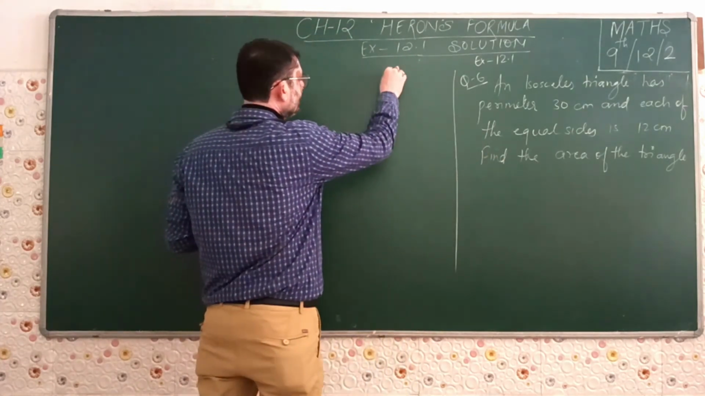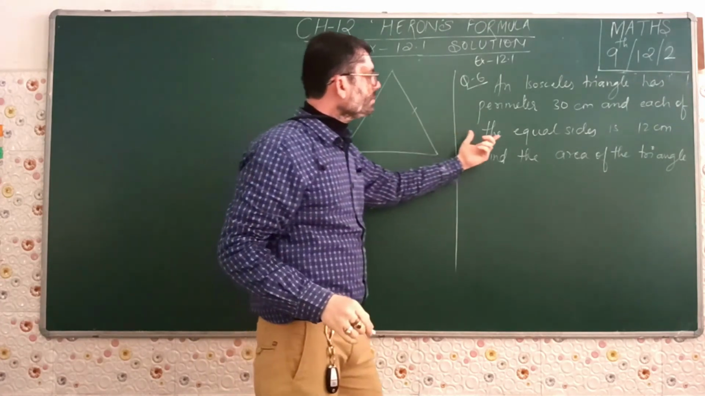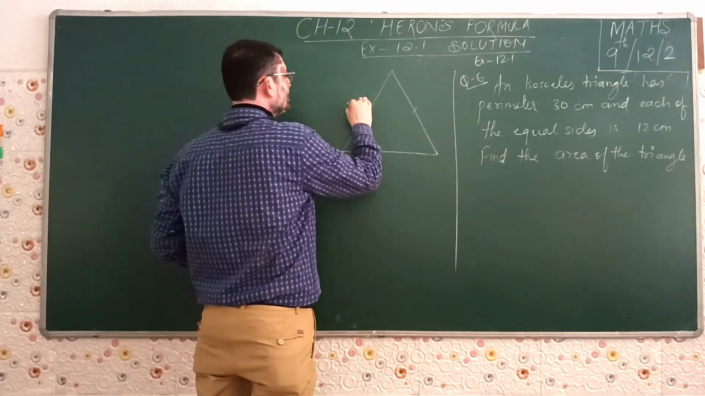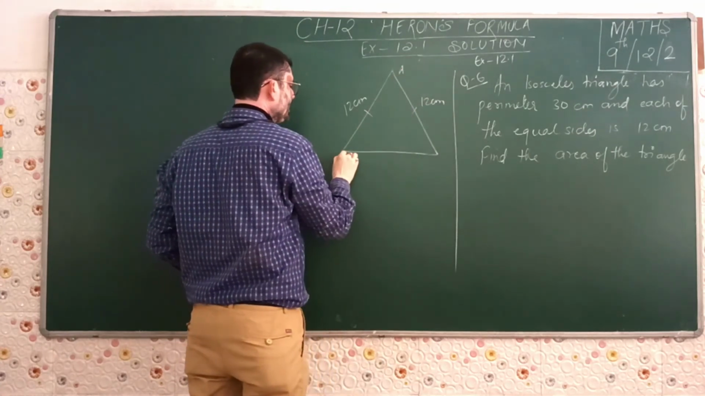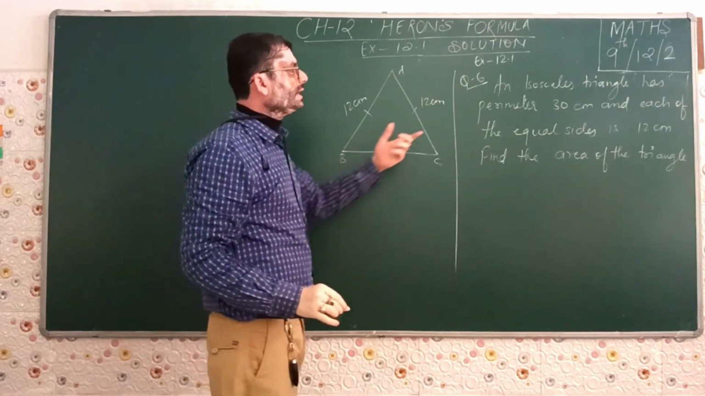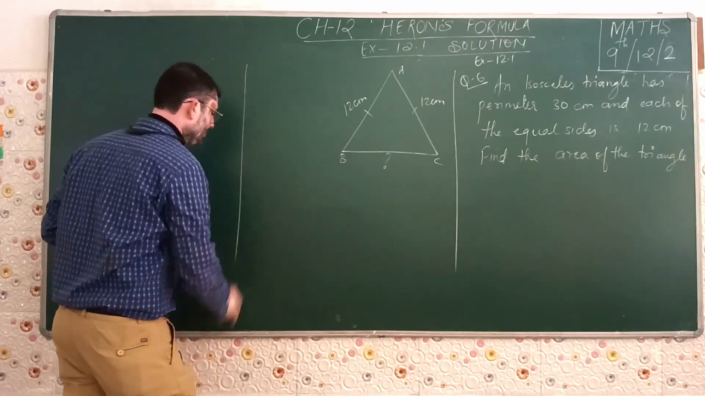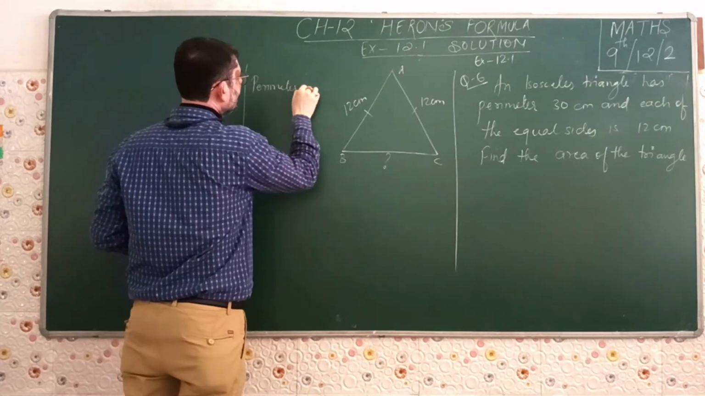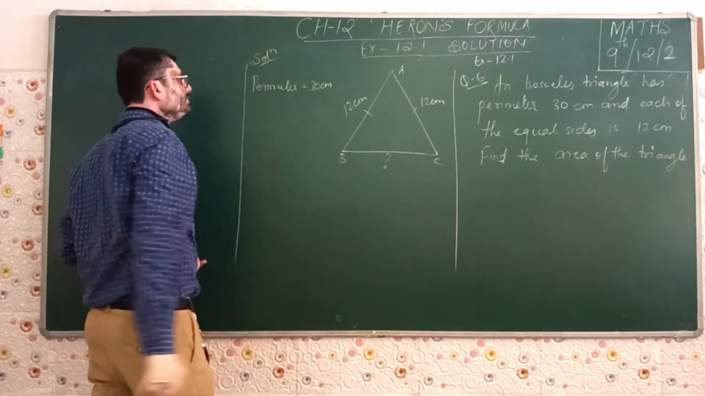That means we are given with an isosceles triangle. Each of the equal sides is 12 centimeter. Let us consider these to be as equal sides and each is 12 centimeter. Let us name the isosceles triangle as ABC. And the third side is unknown, for which we are given with a perimeter of 30 centimeter. That means we are given perimeter is 30 centimeter. This is given to us. Let us mention this one as the solution.